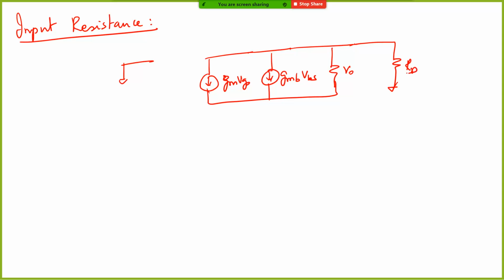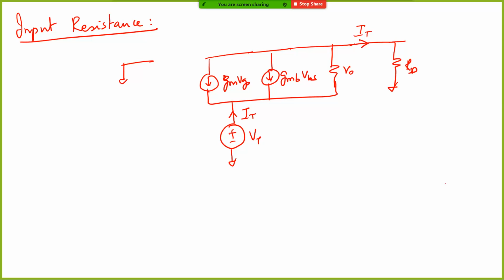Basically what we are doing now is removing the source and connecting a test voltage source here. Let's call it VT, and what we are interested in is finding IT. If we find VT by IT, we will be able to figure out the input impedance. The first thing we realize is that the current flowing out, this IT, is the same current that is flowing here.